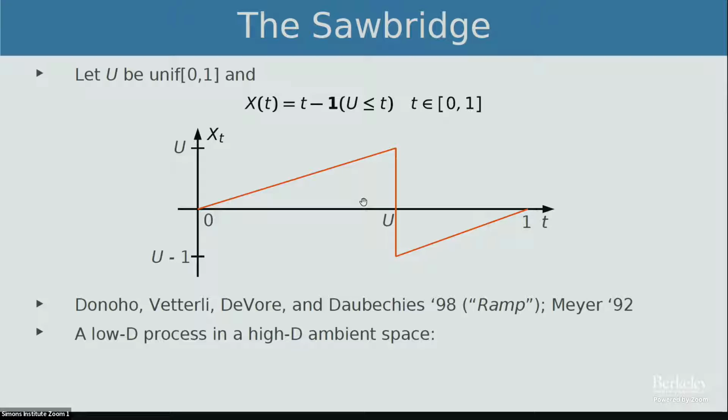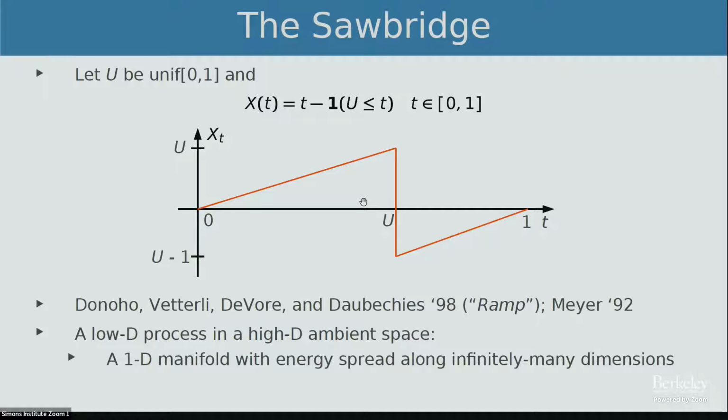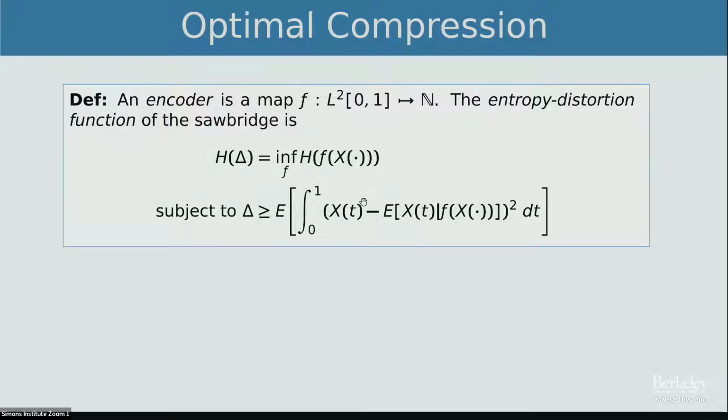you want to talk about low dimensional structure in high dimensional space, and this has the maximum possible discrepancy between the two. It's a one-dimensional process. It's completely described by the U. And yet the energy is spread over infinitely many dimensions. Any finite dimensional subspace is not going to capture all the energy of the process. So it's like an infinite dimensional space with a one-dimensional spline in it. And that's the process.